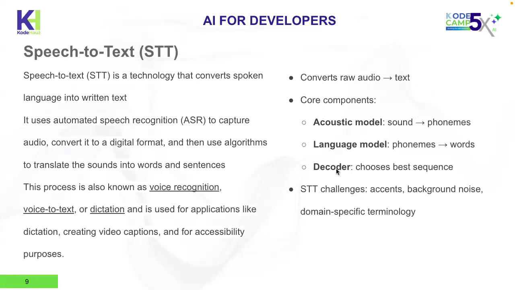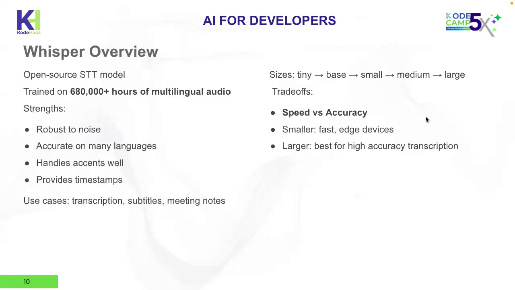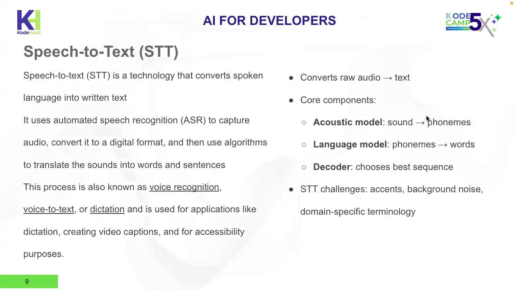Now, there are three core components in a speech to text model, right? The first one is the acoustic model. The acoustic model is going to take your sound and break it into what we call phonemes.